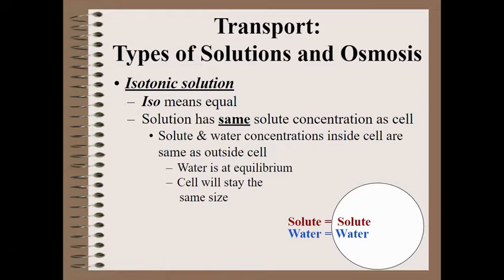So there's different types of solutions when we're talking about osmosis and water movement. One type of solution is an isotonic solution. Iso means equal. And so an isotonic solution is a solution that has the same solute concentration as the cell. That means the solute and the water concentrations inside the cell are the same as outside. This means that water's at equilibrium, and so the cell will stay at the same size. This is the type of solution that we want our cells to be in.